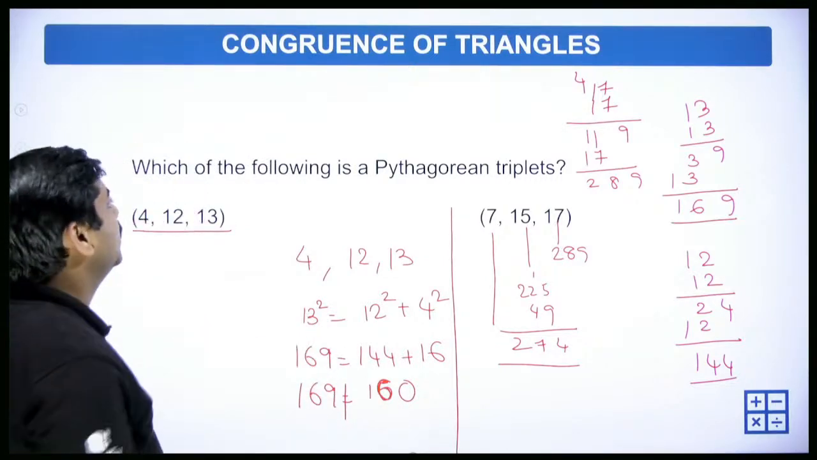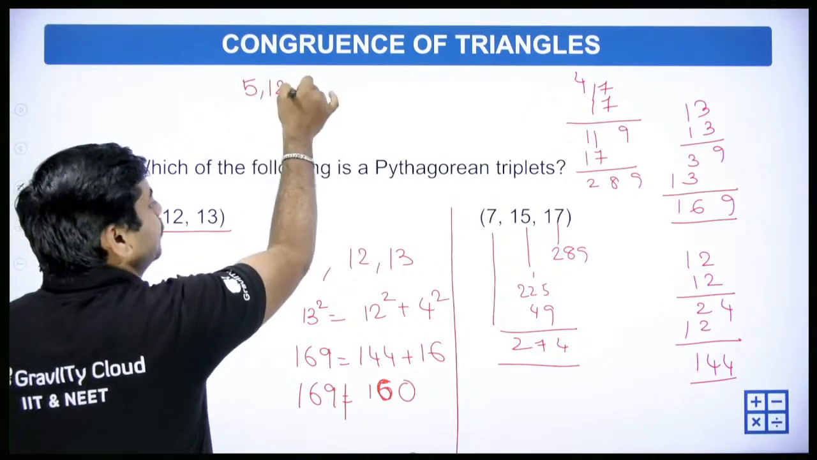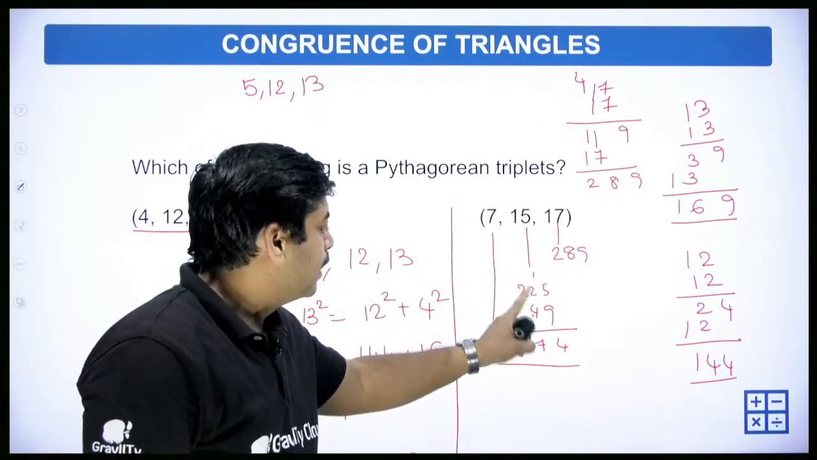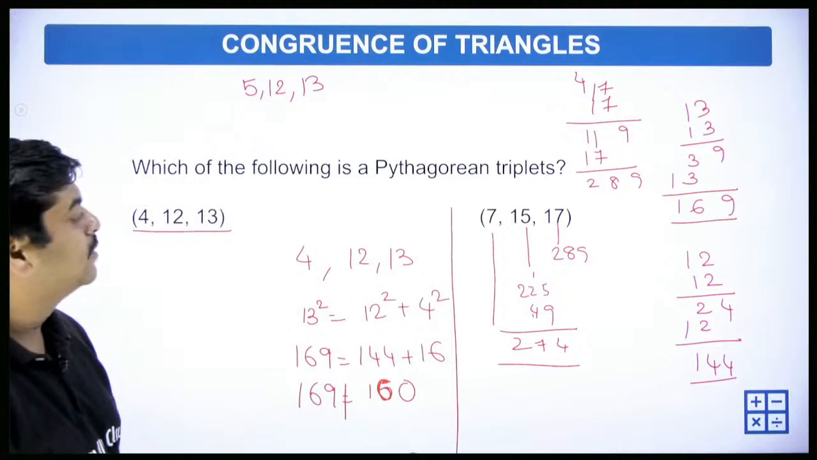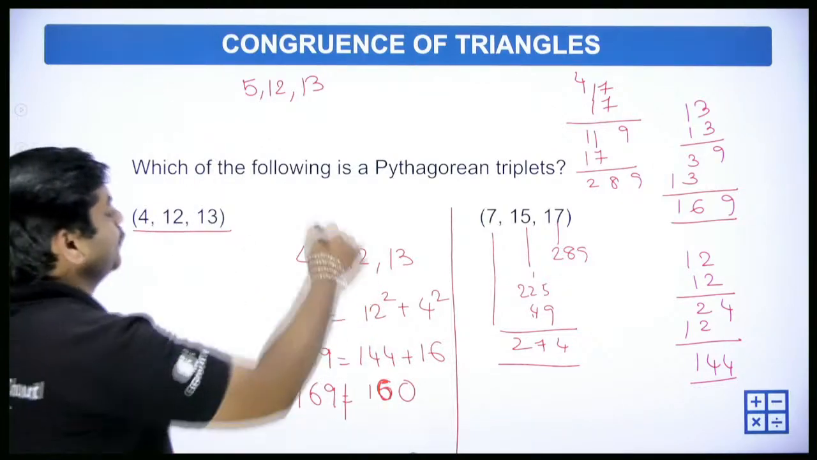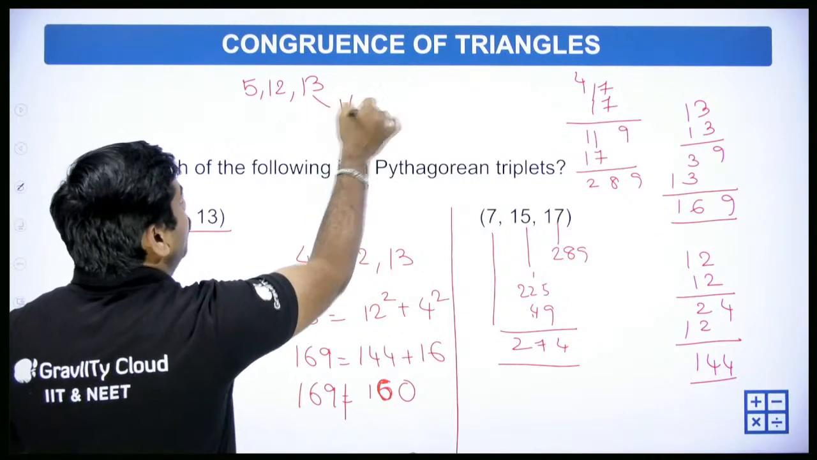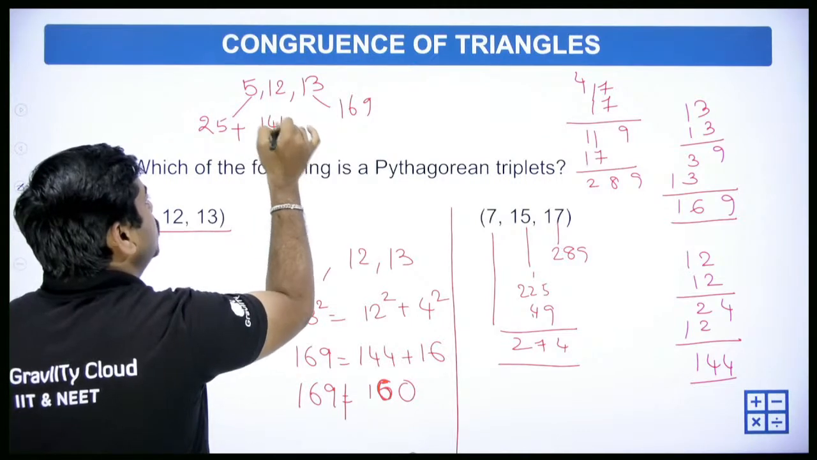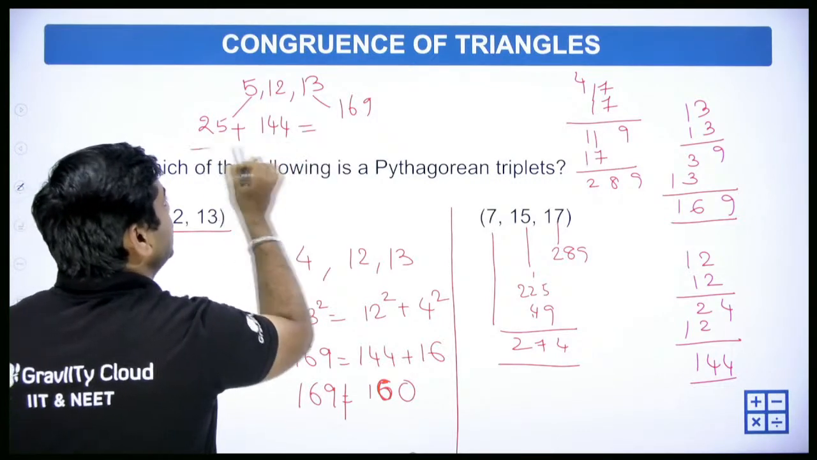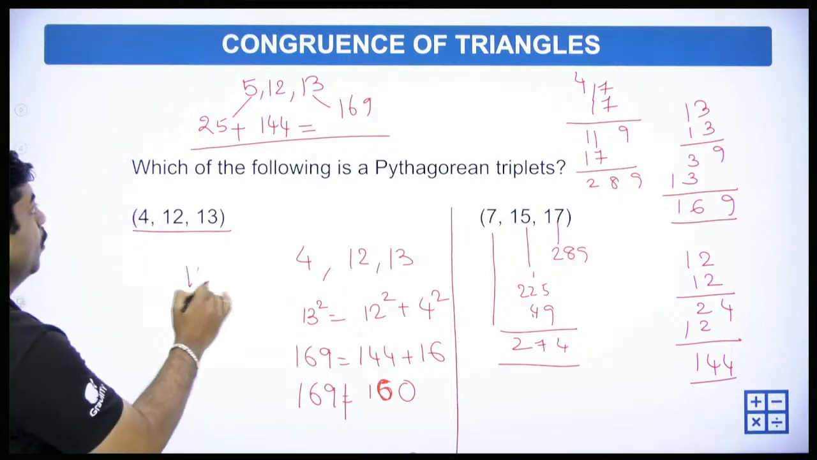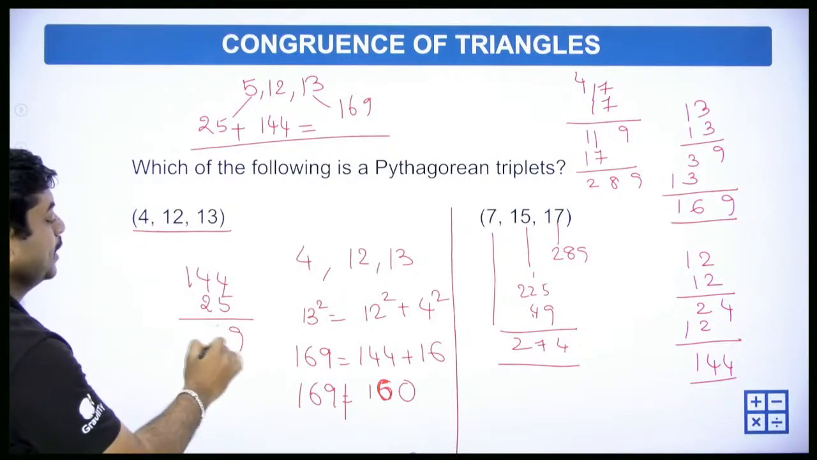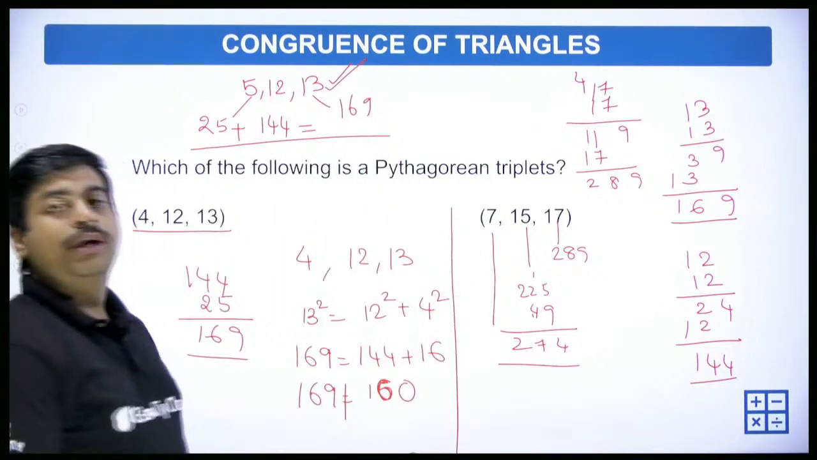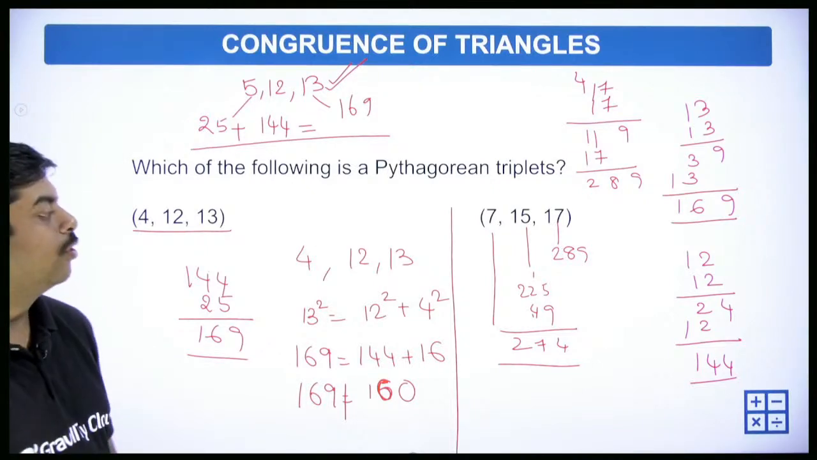I'll give you one more example here. Let's try 5, 12, 13. 13 square, we just discussed, is 169. 5 square, I know it is 25, plus 12 square, I know it is 144. So 25 plus 144 is equal to 169. Is that correct? 144 and 25, 169. Correct. So 5, 12, 13 follows a Pythagorean triplet.